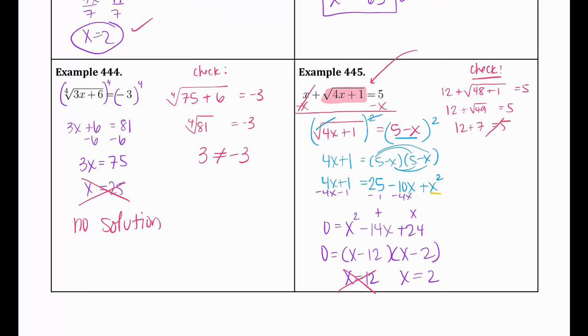For the second one, if we check x equals 2, I've got 2 plus the square root of 4 times 2, which is 8 plus 1, which is 9, equals 5. Square root of 9 is 3. 2 plus 3 does equal 5. So x equals 2 is fine. That's a solution. x equals 12 was not.